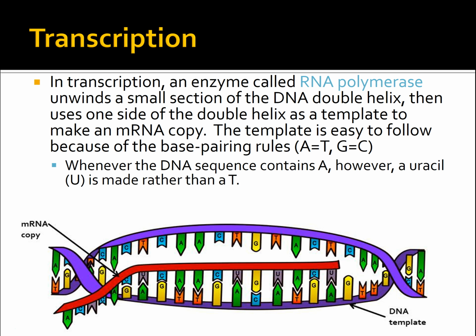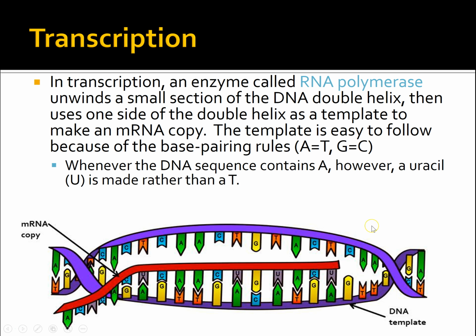In transcription, an enzyme called RNA polymerase, we talked about DNA polymerase in the last week, but this time RNA polymerase unwinds a small section of the DNA double helix, then uses one side of the double helix as a template to make an mRNA copy. So here we have our double helix in purple, and a little portion of that has unwound and unzipped so that the mRNA can come in here and make a copy of one side of the DNA.